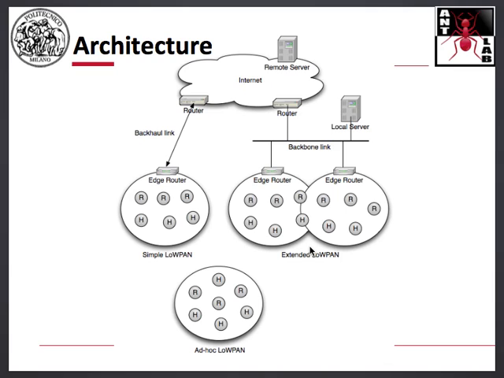And then you have what is called an ad hoc LoWPAN, where basically what is missing is the gateway to the internet, the edge router. So you have a kind of floating low power personal area network, which is basically standalone. Okay, clear so far? Questions? Very well.